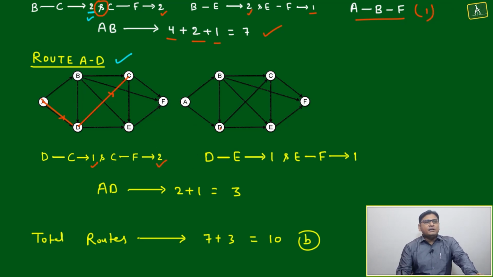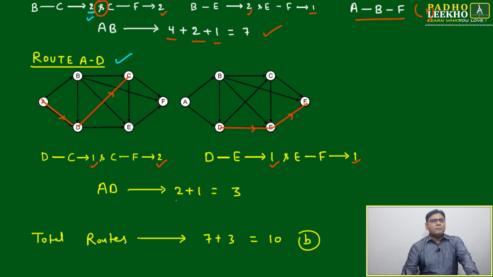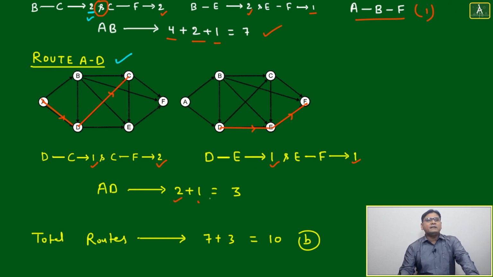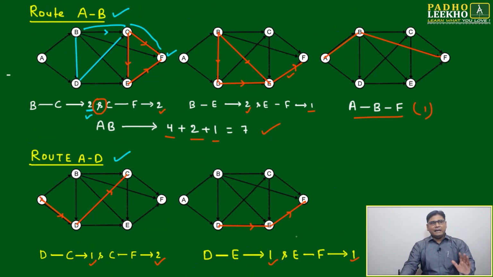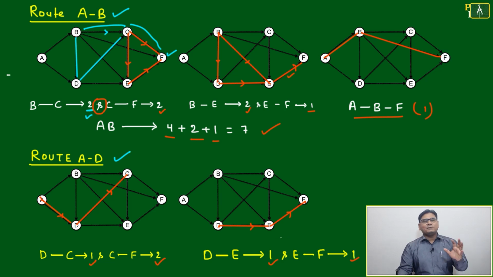Now D to E. Once you reach D, next you can go to E, and from E only one route. Means here 2 into 1 will be multiplied, here 1 into 1 will be multiplied, total will be 3 routes. Total how many routes? 7 plus 3, it will be 10 routes. 7 if it is starting with AB, 3 if it is starting with AD.